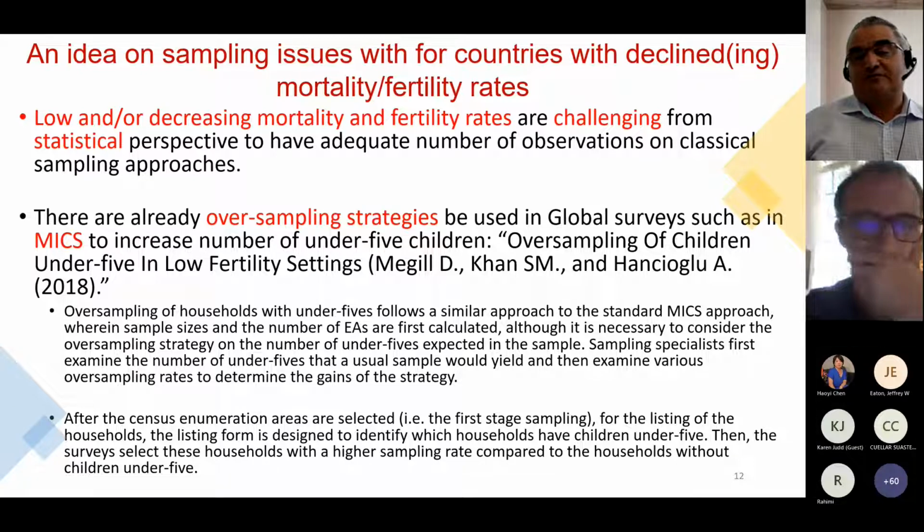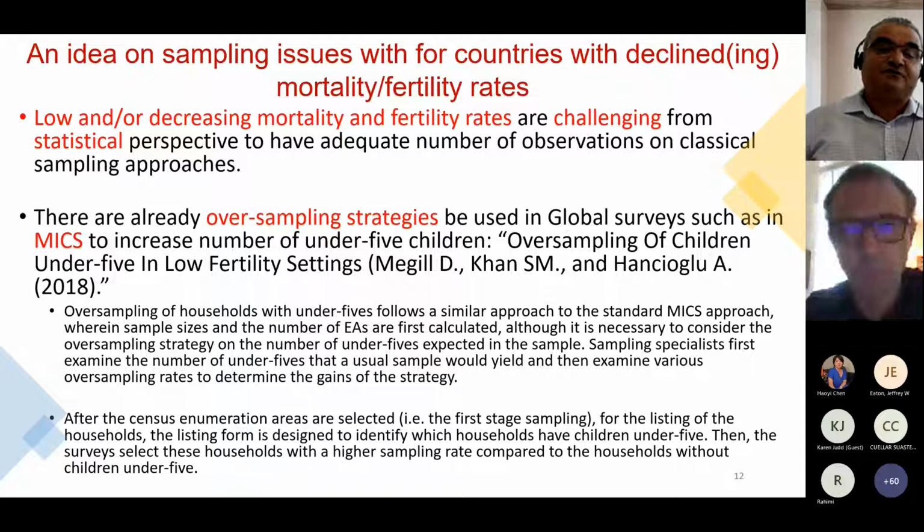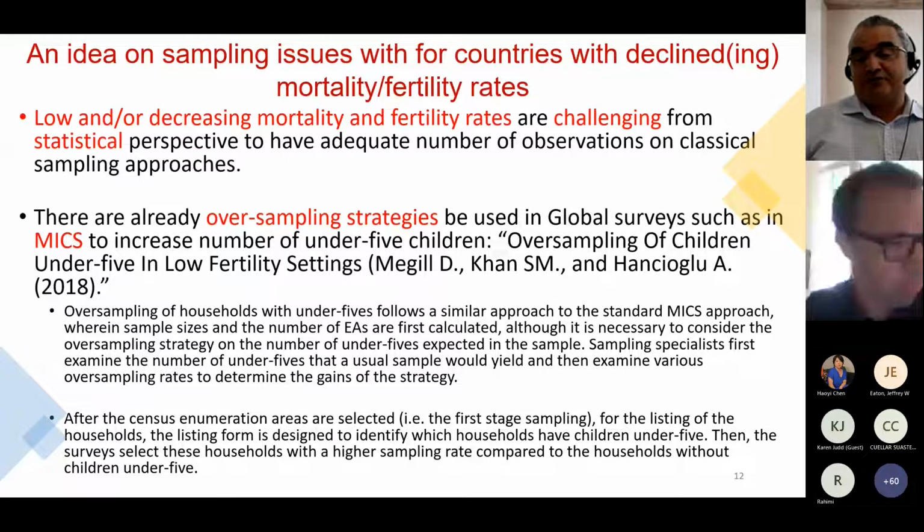So before the discussions in this webinar, I have some experience applying an oversampling strategy, which was developed by a mixed team, and you can also find it in the references, even a working paper that was shared. It uses an oversampling strategy, especially in low fertility countries, in order to have more children in the sample.